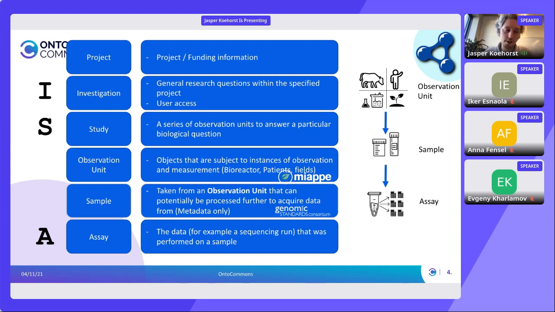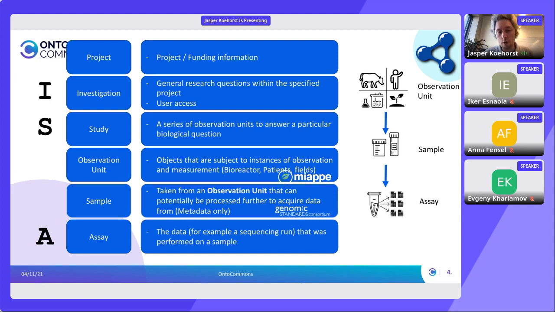And then we go into more depth, so to get more precision on what is being researched. So then we have this investigation. There we also set up the metadata, who is allowed to have access to this kind of information, so that systems that then use this metadata can easily add users or remove users from certain investigations. Within an investigation, we have a study where the observations are performed to answer a certain biological question. We have the observation units, which are objects such as bioreactors or fields or oceans or patients that are being sampled or being studied.